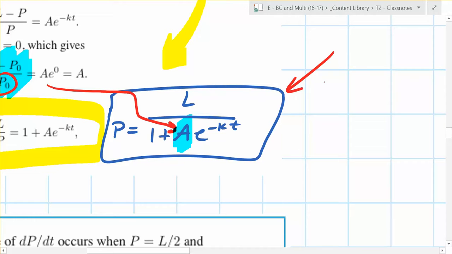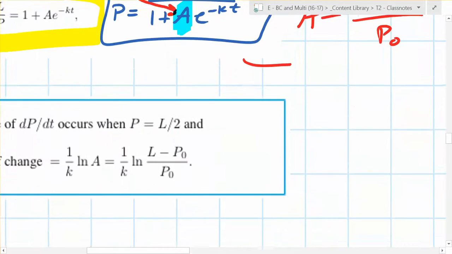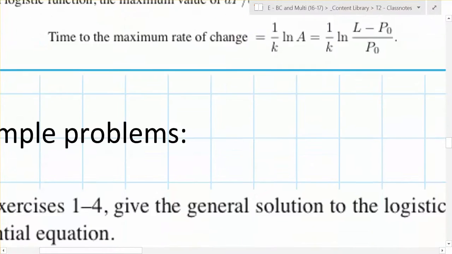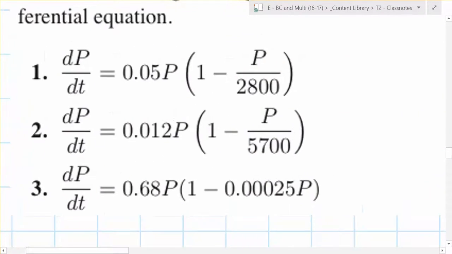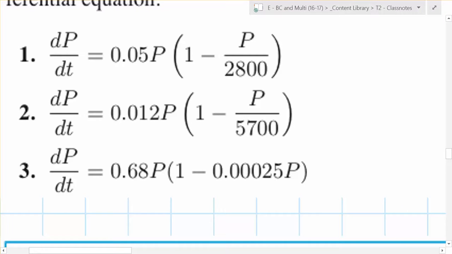This is what you need to remember though, right there. You have to remember that along with A is equal to L minus P naught over P naught. If you remember these things, you are good to go. So what can you do with this? Well, you can find the general solution. The first thing you do to find the general solution is label all the pieces.